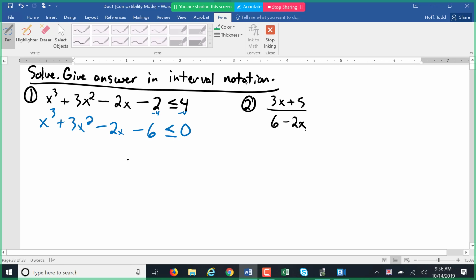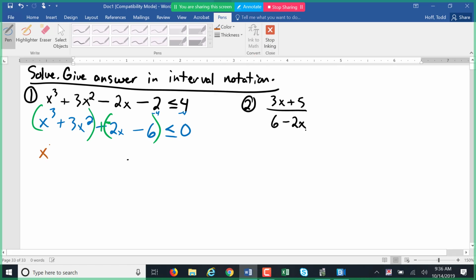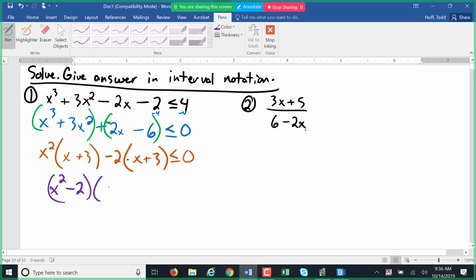Now that we have it compared to 0, it's time to try to factor. This is more than 3 terms, so I'm going to try to group it, making sure that negative goes with the 2x. X squared factors out of this first one, leaving me with x plus 3. This next one, actually a negative 2 will factor out, leaving me with x plus 3. So now we've got the x squared minus 2 times x plus 3 is less than or equal to 0.